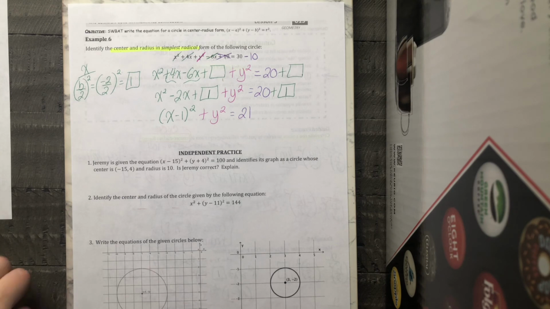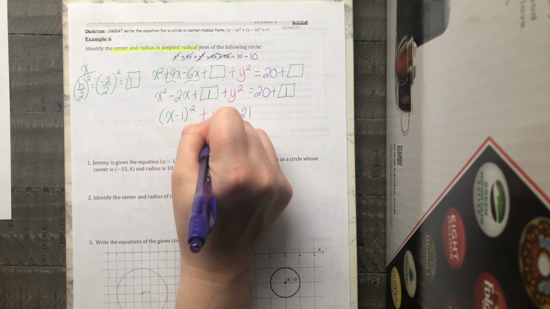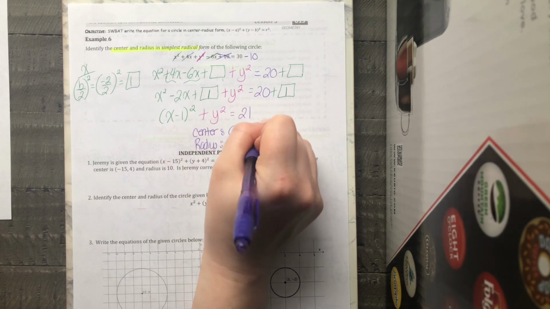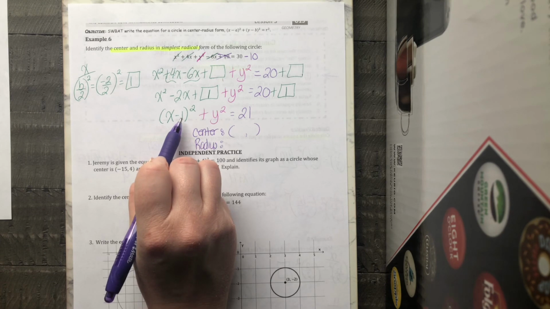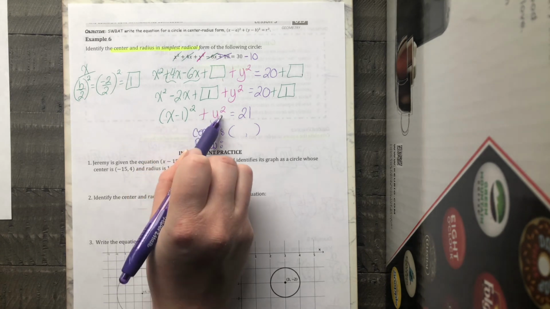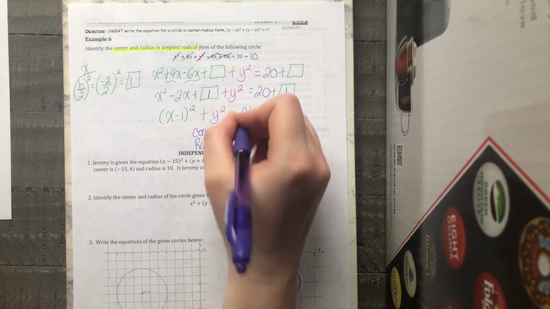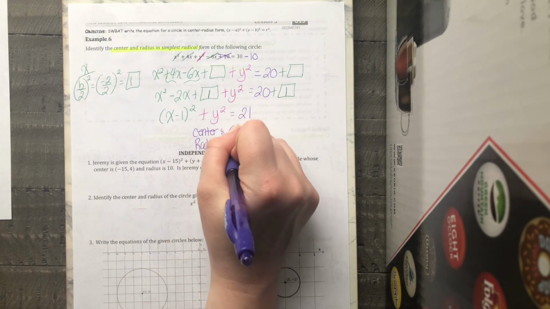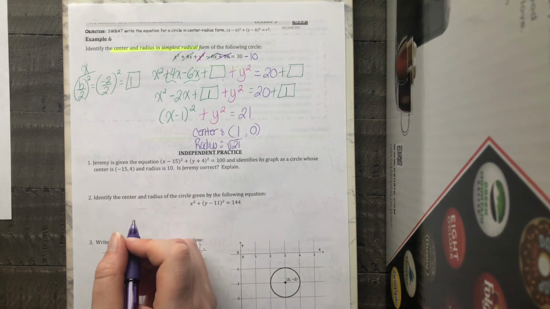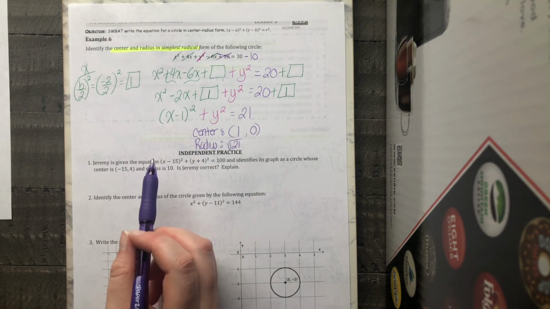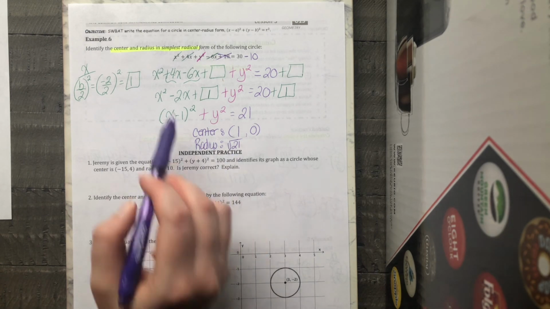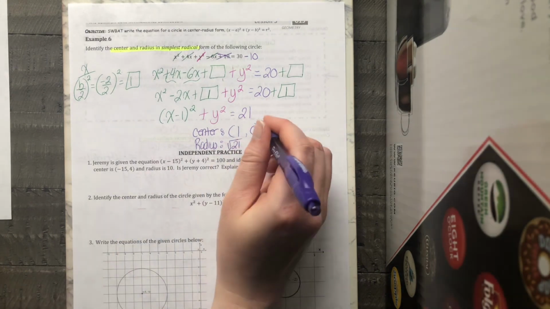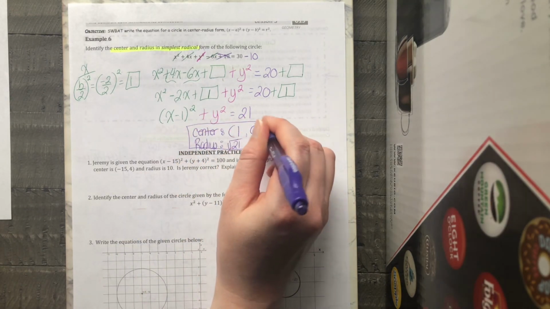So I'm just going to fill that out. Center, radius, and then again, I know my center is going to be positive 1, and there's no y value, so it's just 0. So it's positive 1, 0. And again, I have to take the square root. What's the square root of 21? It's not a perfect square, and I can't really break that down. So that is simplest radical form, okay? It's just the square root of 21. And this would be my final answer for example 6.